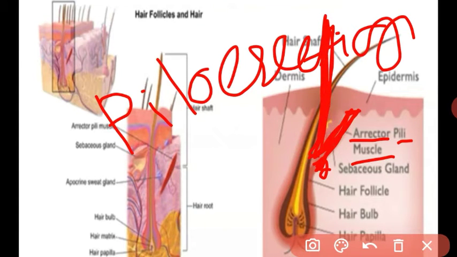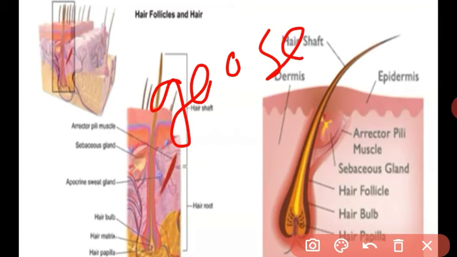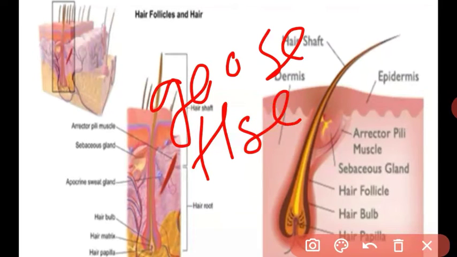When the weather is very cool, or you are in an emotional condition, the muscle contracts, and due to the contraction of the muscle, the hair stands like that. When the muscle relaxes, the hair goes back to its normal condition. Got it? This condition is also called goose flesh, and also pilo erection.